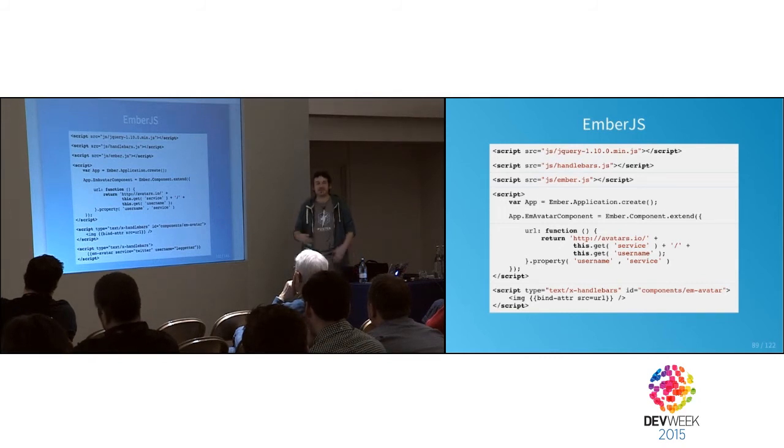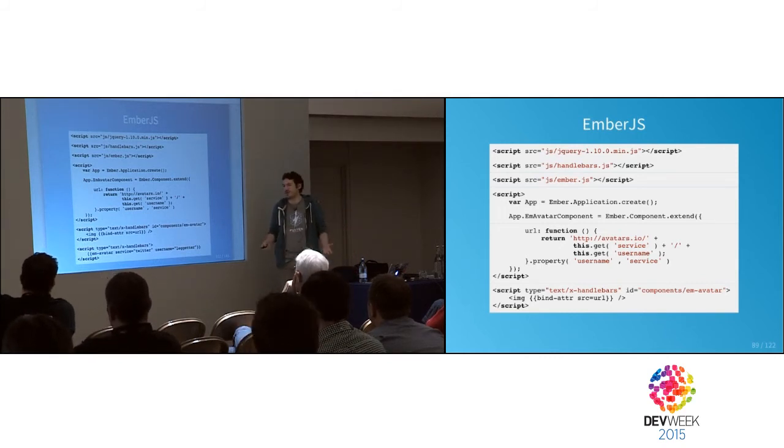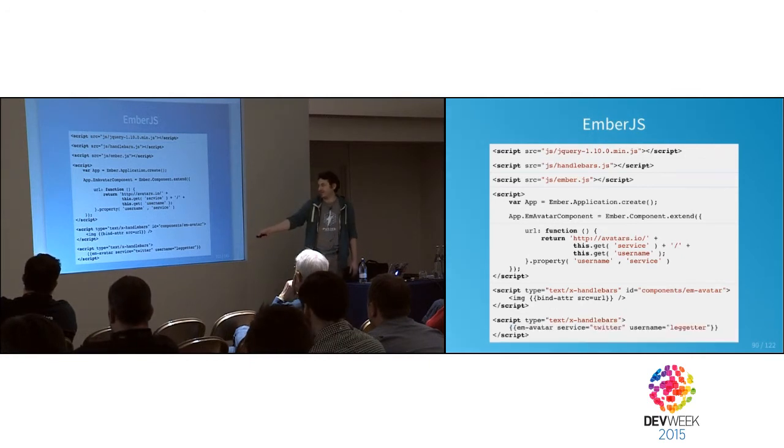And then when we want to use it, we need to use handlebars to instantiate it. There may be other ways of doing this, but basically this is my actual app, and I'm saying, right, I'm going to use the double curly bracket, EM avatar, service Twitter, username Leggetter. I can show you that in action.